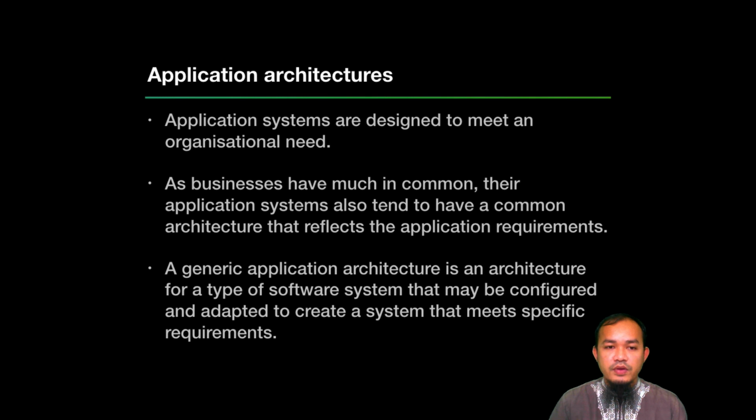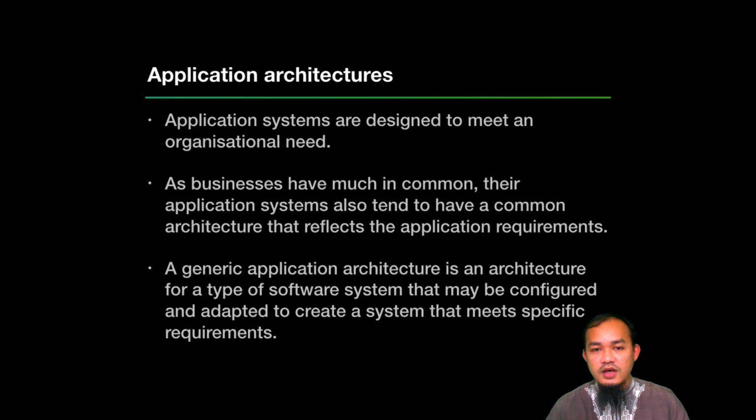Application architecture. How can we implement the architecture? This is an example of how we can implement the architecture. There are different domains, and different domains of requirements can be implemented in different ways. For example, application systems are designed to meet an organizational need. So when we want to make the application architecture, we have to consider the organization's need, or business need.